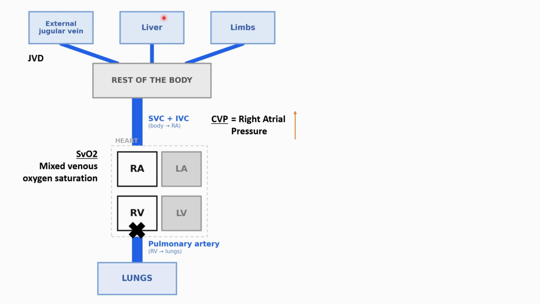The second thing that will happen is the pressure has backed up into the IVC, and immediately below the diaphragm, the IVC receives the hepatic veins, that is the liver. So you'll get hepatomegaly. Blood will back up from the IVC into the liver. You'll get hepatomegaly, and you'll even get jaundice and other signs of liver failure, like elevated liver enzymes. And the third thing is the limbs, the hands and feet. But more important for us is the feet.